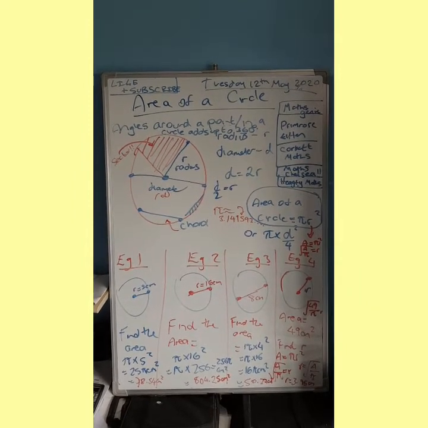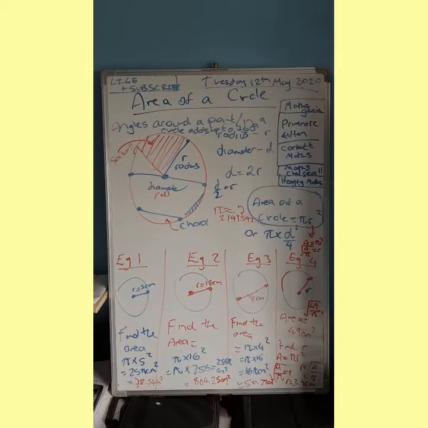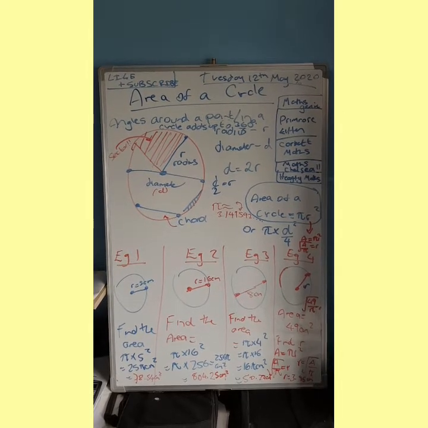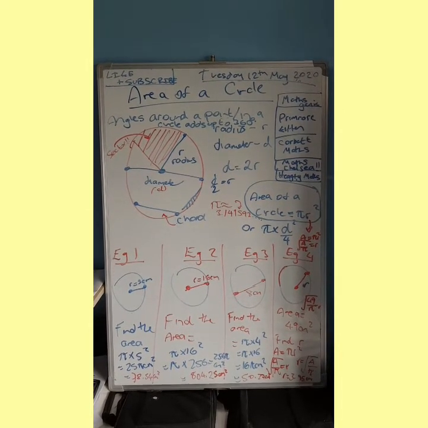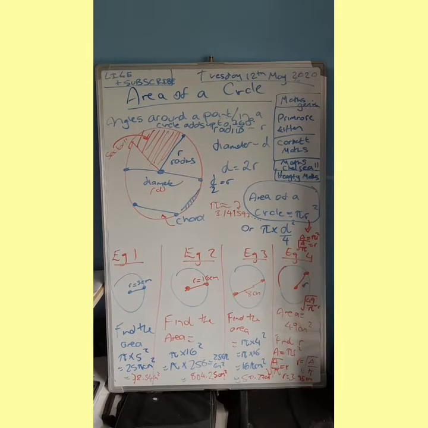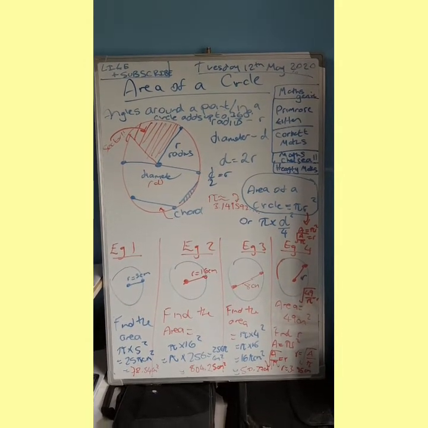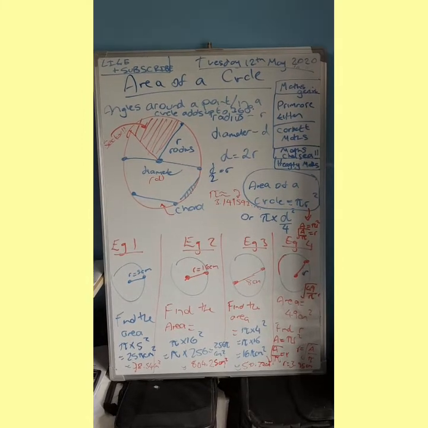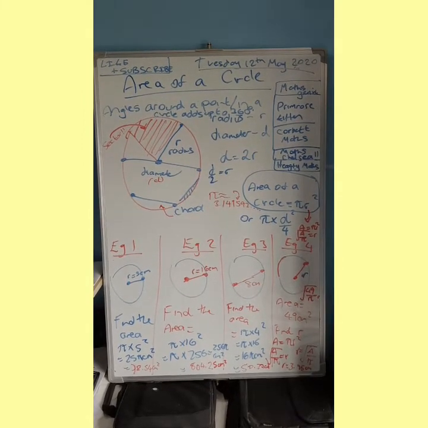Right guys, today's video we'll be looking at the area of a circle. So in our last video we looked at the circumference of a circle. Circumference we said was just the distance around the circle. It's just a special name for the word perimeter. And in today's video, we'll be looking at the area of a circle.